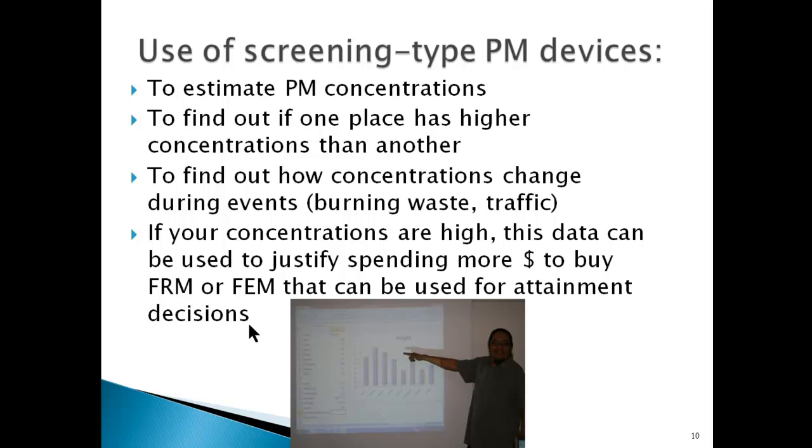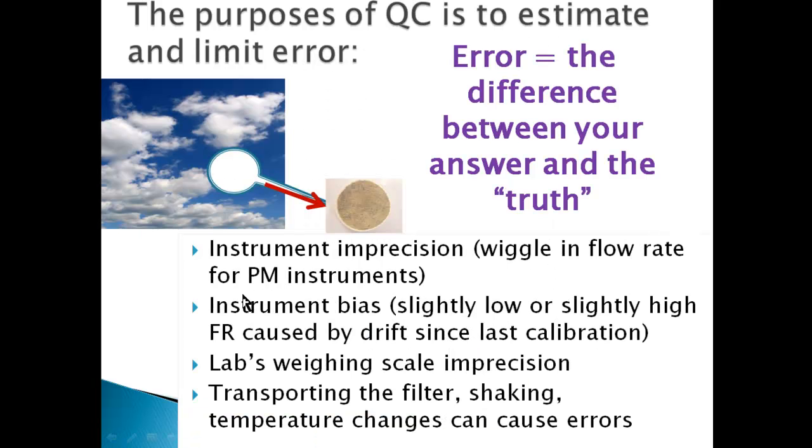You did it, it's documented, because at some point you might be like this guy, Gary Elfie, our IT person at ITEP, standing in front of a group of people saying, look at this data, and we need to ask EPA for more money so that we can purchase an FRM or an FEM. So again, going back to quality control.